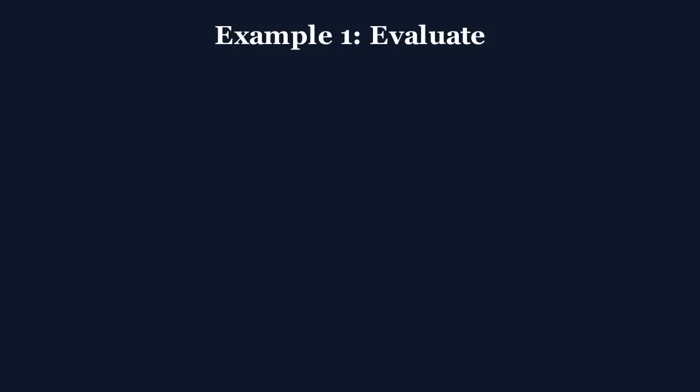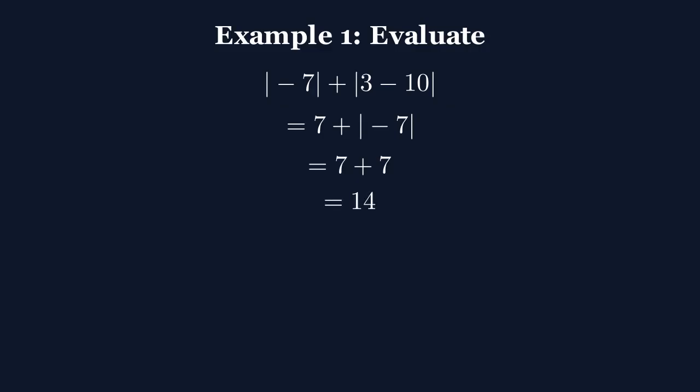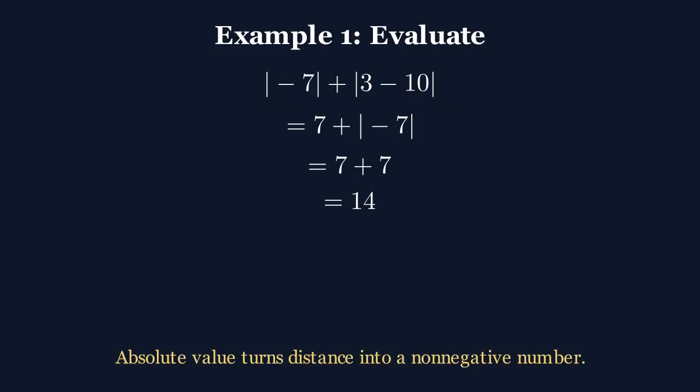Example 1. Evaluate |-7| + |3 - 10|. The absolute value of -7 is 7. 3 minus 10 is -7, and the absolute value of -7 is also 7. So the value is 7 plus 7, which equals 14.